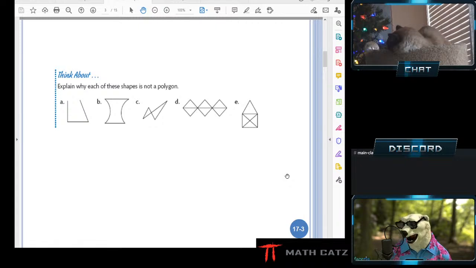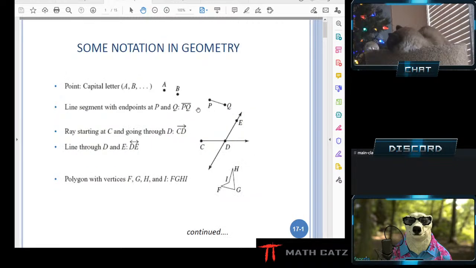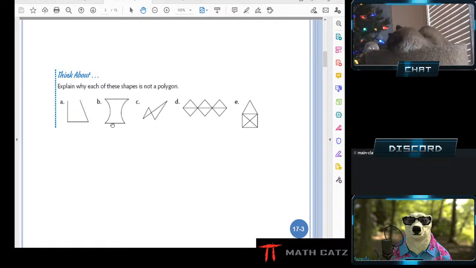So let's have some examples we can think about. There are some in the book as well. I don't think they overlap, so we'll just do them all. In A, you see there's a gap there. The line segments don't join end to end. The top two don't join together. Not a polygon. In B, it's not a polygon because those side lines are not line segments. Line segments are straight lines between 2 points. Not a polygon in B.